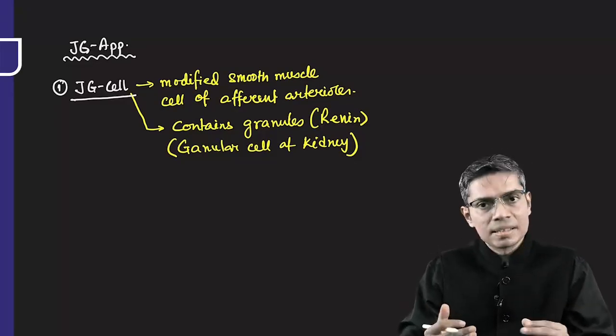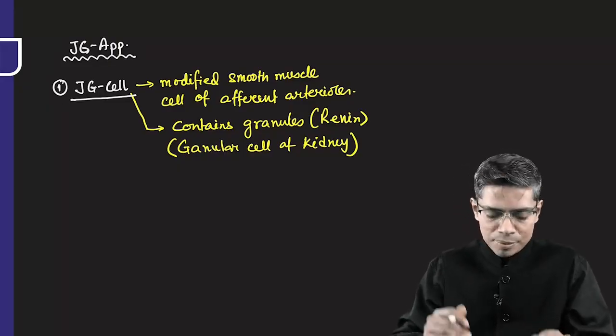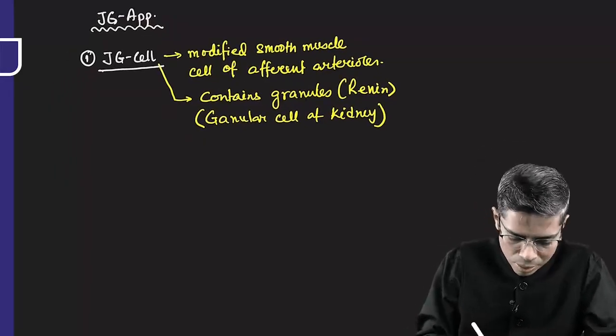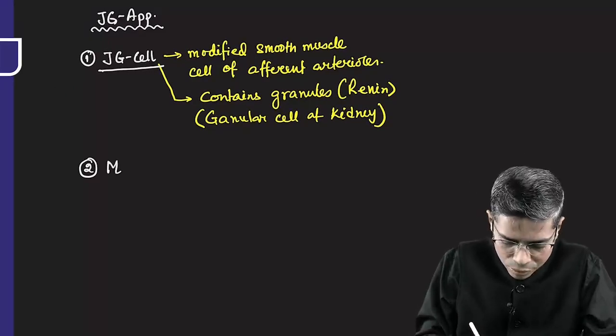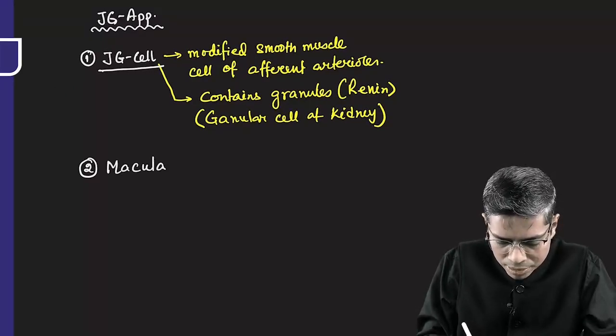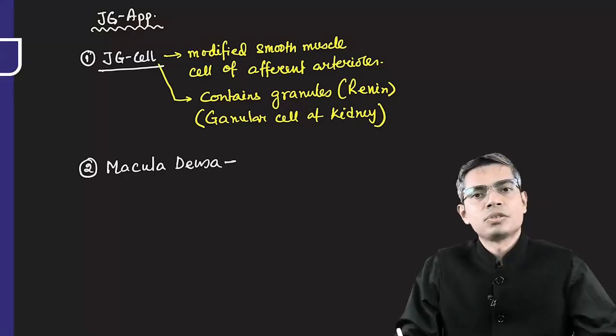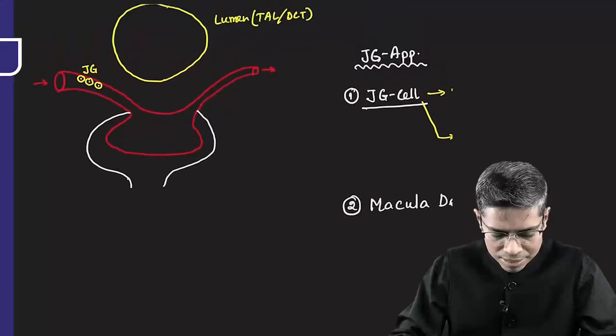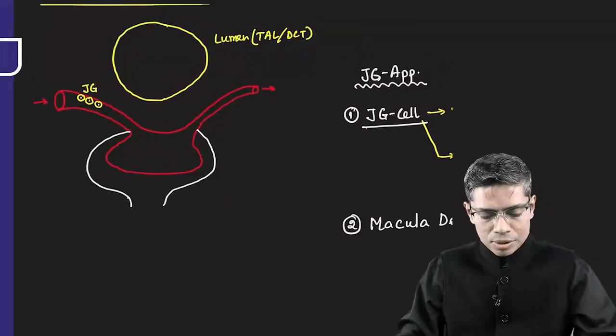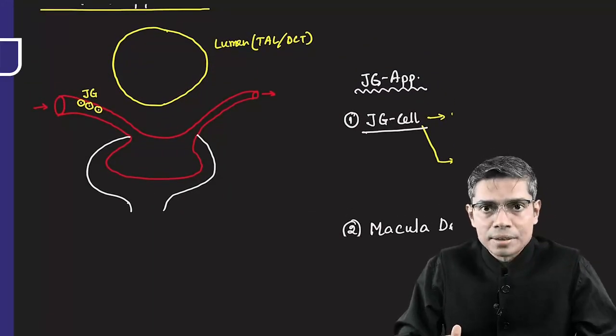What is the mechanism? I am coming to that a little later. But before that, come to the second component. The second component of this JG apparatus is known as the macula densa cell. Now look at where the macula densa cells are located. Again, the same diagram: the afferent arteriole, efferent arteriole, and the tubular lumen, right?